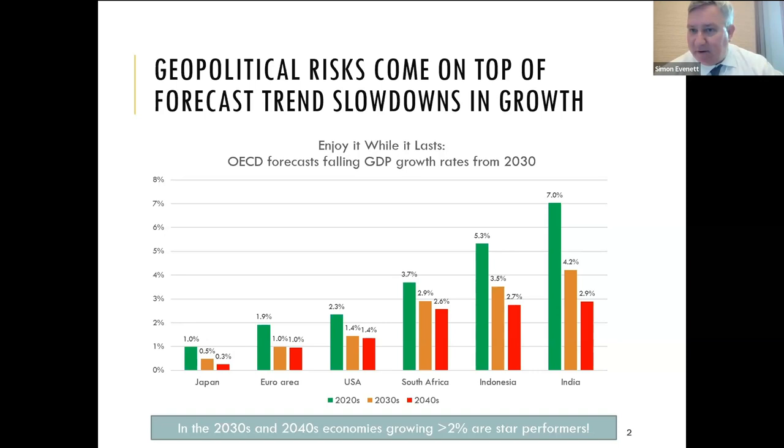The most optimistic forecasts come from the OECD, and I summarize the main points here. The key finding is that when you look at all the big markets where UK businesses and global businesses could be operating, they're going to see a growth slowdown. And from the 2030s onwards, economies that grow at more than 2% a year are going to be the star performers. So whatever geopolitics does to the world economy and to trade and investment flows and policy, it is going to be in a backdrop of falling growth.